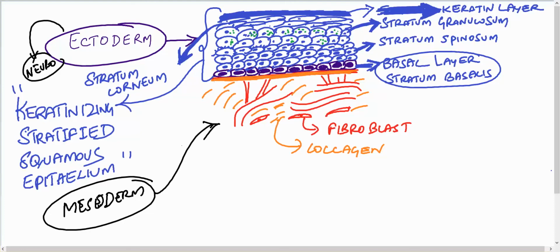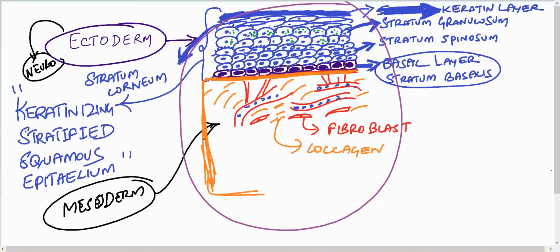So this whole supporting structure comes from the mesoderm, and they also have blood cells, right? These blood cells also come from the mesoderm. So these supporting structures all come from the mesoderm. This whole thing completely together is the skin.